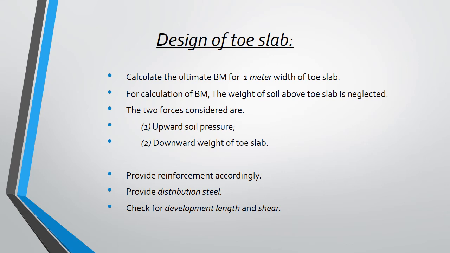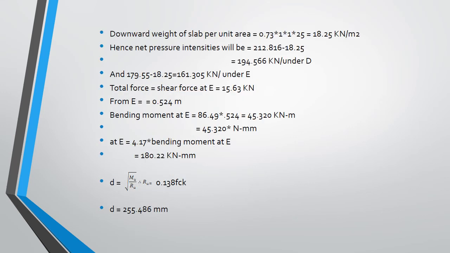The next step is the design of toe slab. Here the following steps are used in the design of toe slab. First, the ultimate bending moment for 1 meter width of toe slab is calculated, and the weight of soil above toe slab is neglected. The two forces considered are upward soil pressure and the downward weight of the soil. Reinforcement is provided accordingly, and distribution steel is also provided. Development length check and shear check are done to ensure safety.